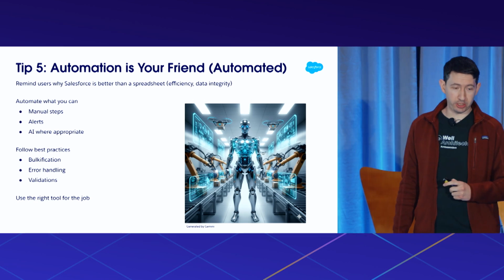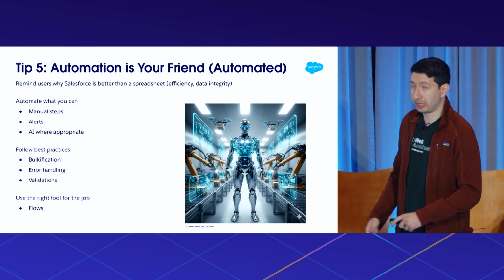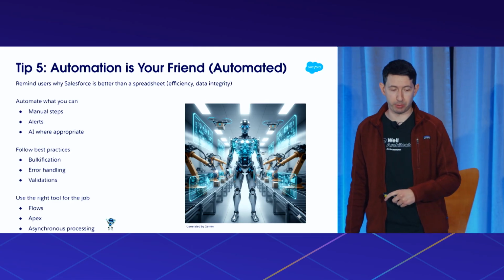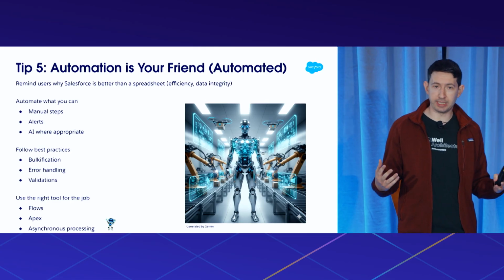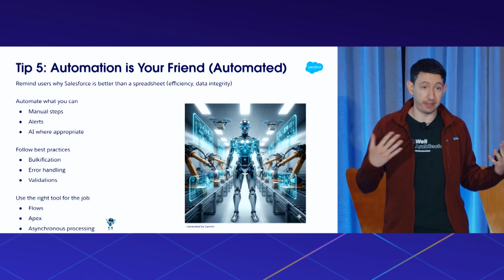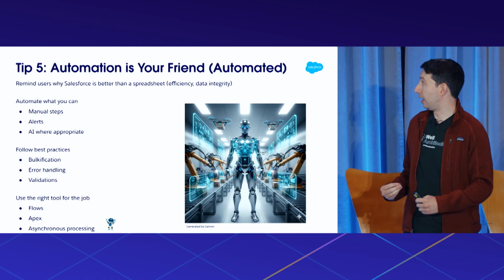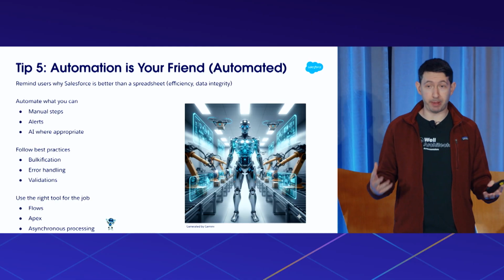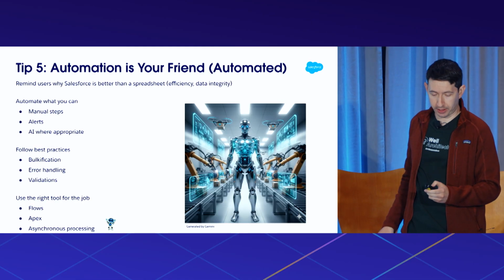And then again, as always, we're making sure we're using the right tool for the job. Sometimes that tool is flows. Sometimes that tool is Apex. Sometimes that tool is asynchronous processing. But no matter what it is, we want to have a system in place where we know that we can automate things in a manner that's going to help us and help the users use our product better, and we don't end up with that application on the right that I showed before.